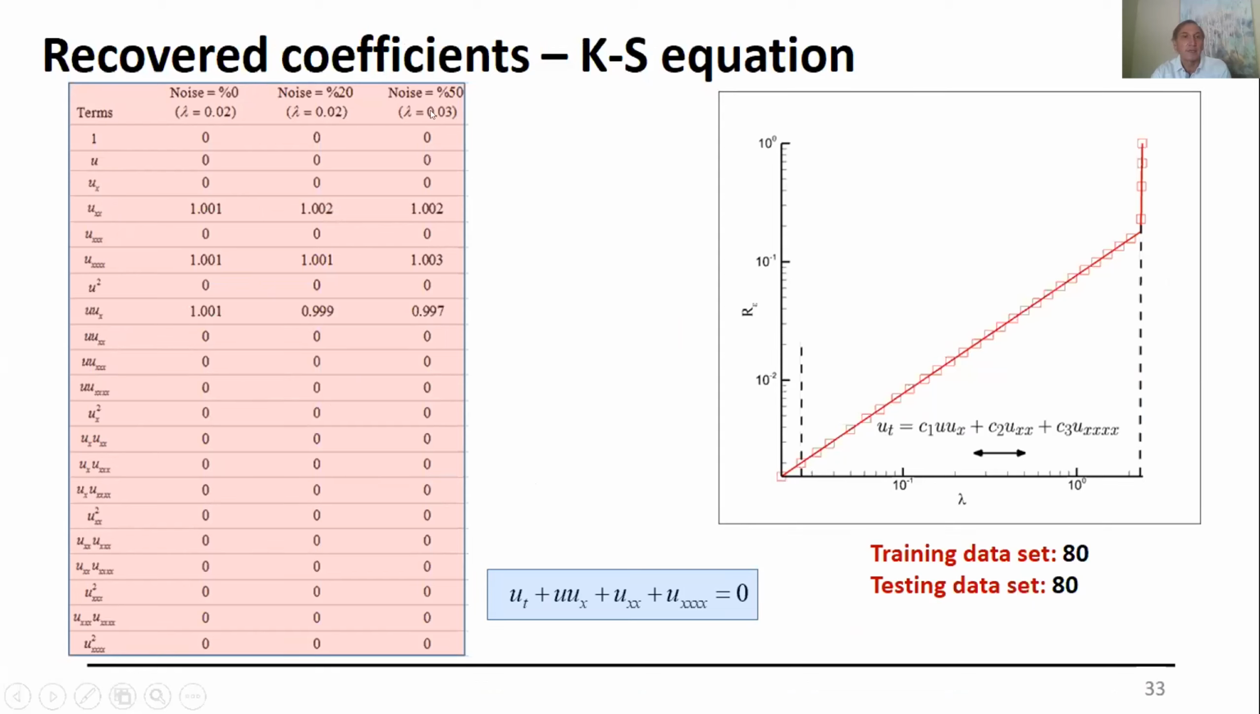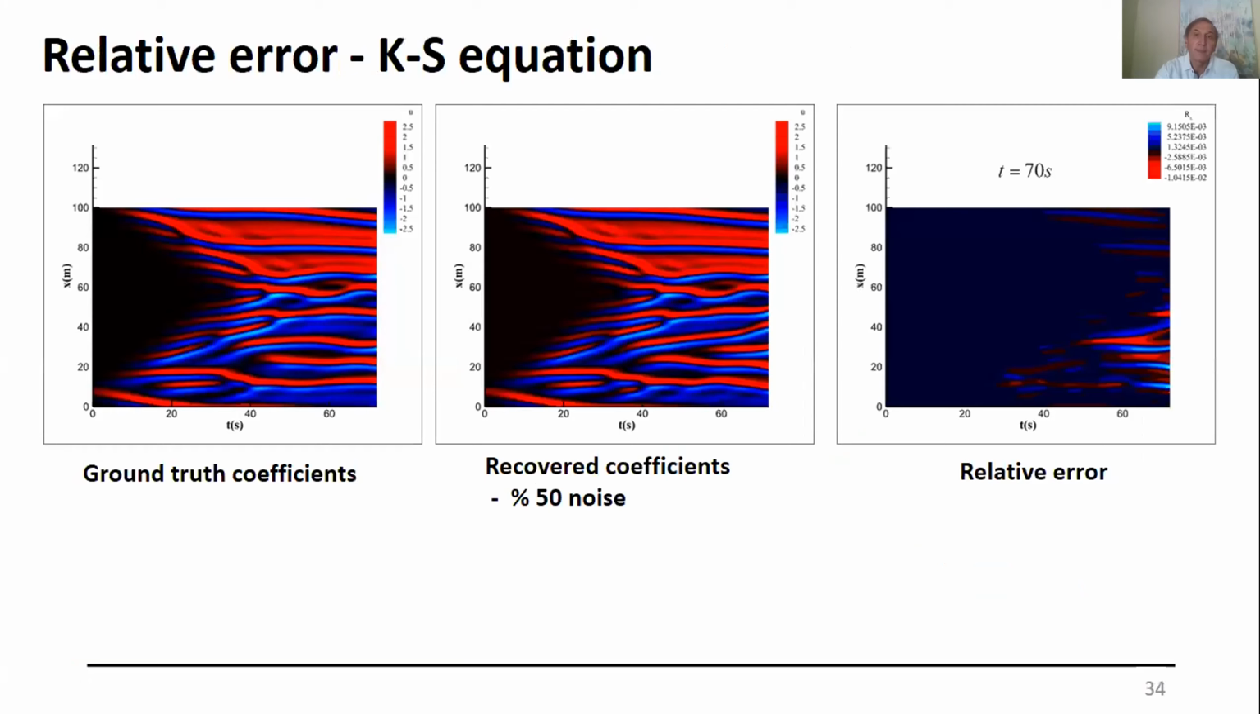As you can see here, even with 50% noise, we're able to capture the coefficients very close to what we have in the actual equation. And here is the relative error. So this is the solution with 50% noise, ground truth coefficients, and relative error.